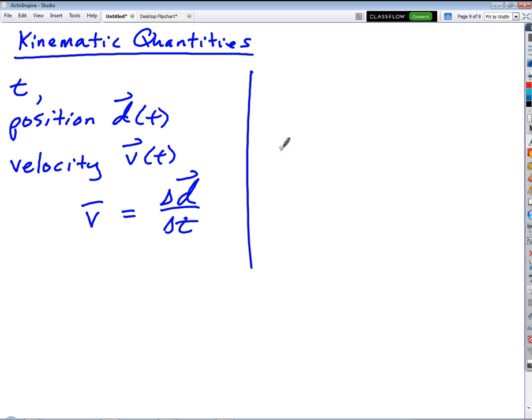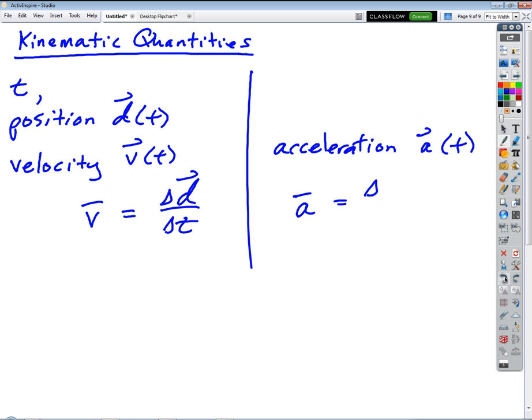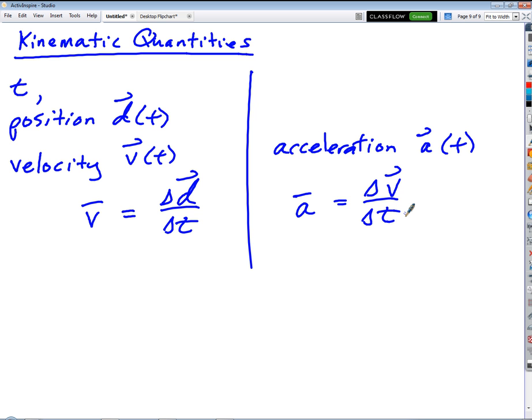Along with that, I want you to notice something here. What about acceleration? What's average acceleration? It's equal to change in velocity over change in time. Now, how about that? That fits with what we said yesterday, in fact.